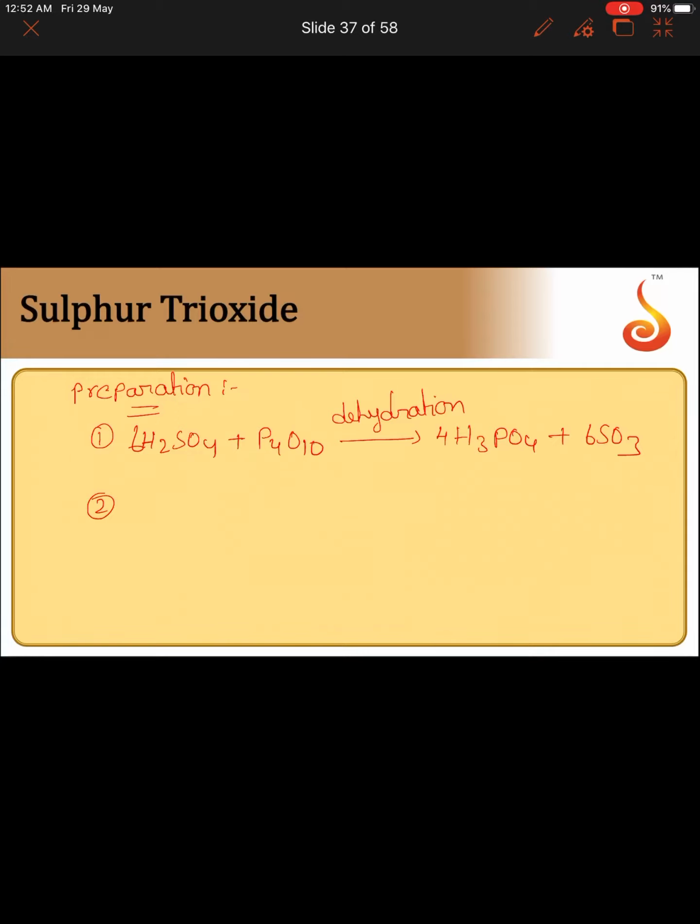And the second preparation is by heating ferric sulfate strongly, we'll get SO3. Ferric sulfate, Fe2(SO4)3. On strong heating, it will give SO3.